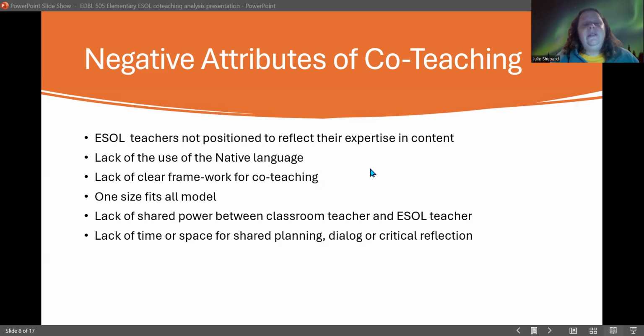There's a lack of use of the native language of the students. Usually, if the teachers don't know the languages, then they can't really use them in the classroom. And it's not just about hiring somebody who, say, speaks Chinese, because there might not just be Chinese students in your classroom. There's the possibility of a plethora of students with different languages.